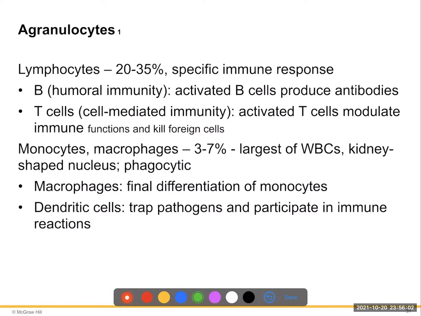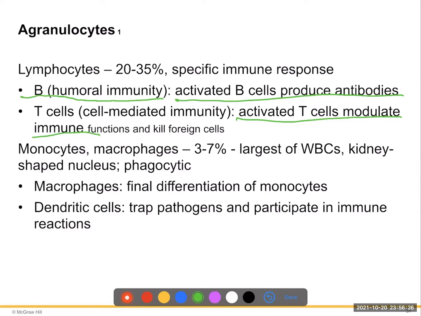Okay. B cells provide humoral immunity. Activated B cells produce antibodies. T cells provide cell-mediated immunity. Activated T cells modulate the immune functions and kill foreign cells. Okay, so the B cells produce these antibodies. The antibodies tag the cells as foreign. Once the attack is formed, the T cells kill them.